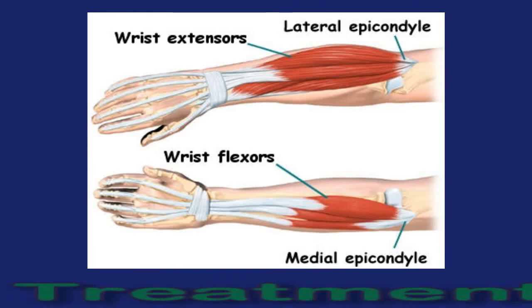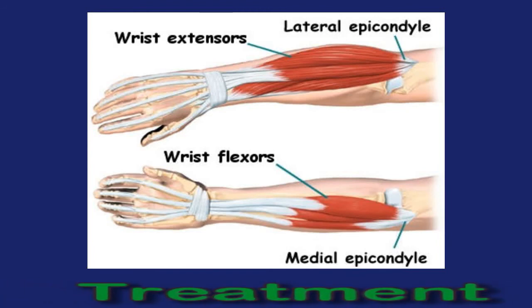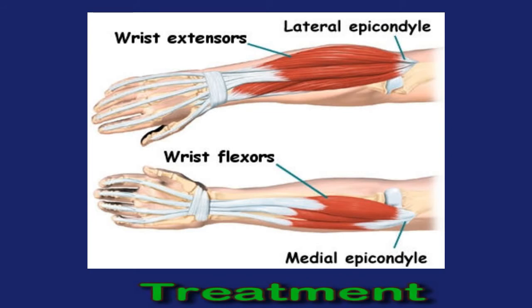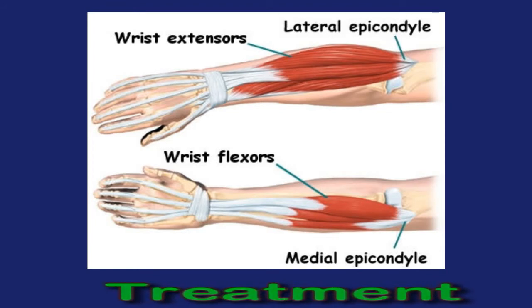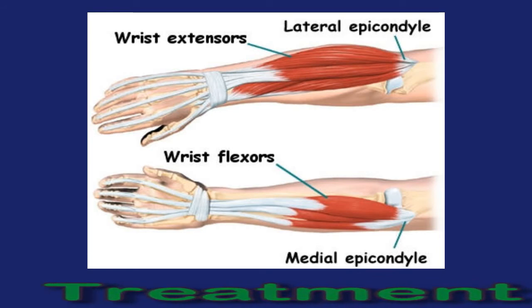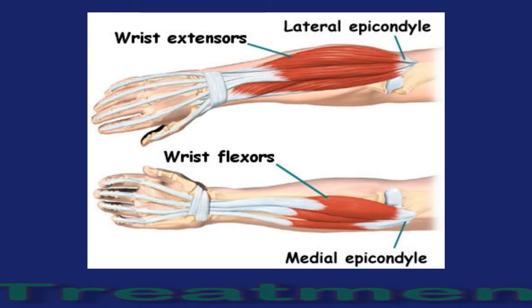Treatment. Treatment starts with stopping the activity that caused the condition in the first place and avoiding activities that aggravate the condition. Treatment options include bracing the area, icing the affected arm or hand, using anti-inflammatory medication, doing exercises to strengthen the forearm, and using corticosteroid injections.